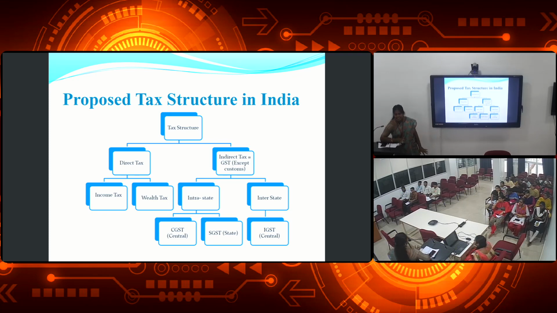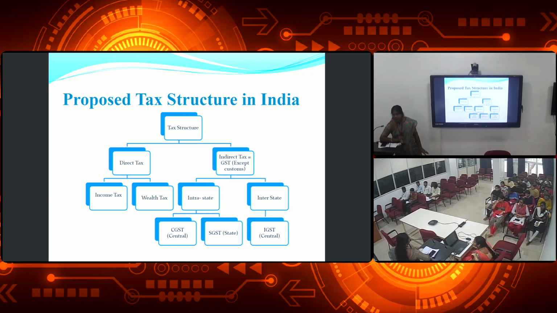Intrastate and interstate. You people have to note that one tax is called interstate, another one is called intrastate. Okay, intrastate is called CGST. CGST is nothing but Central Goods and Service Tax. SGST is nothing but State Goods and Service Tax. So these come under intrastate. Then interstate is called IGST. It is nothing but Integrated Goods and Service Tax.